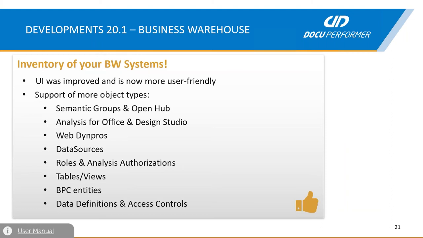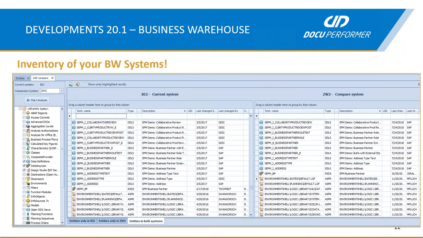You might be used to it, so what did we do? We improved the user interface to make it even more user-friendly, and it's now supported for more object types. The compare entities of system function simply gives you the option to see which objects of the selected type exist in system A, which of them exist in system B, and which of the entities exist in both systems. And you can even take it a little step further. You can even compare entities which exist in both systems by their metadata.